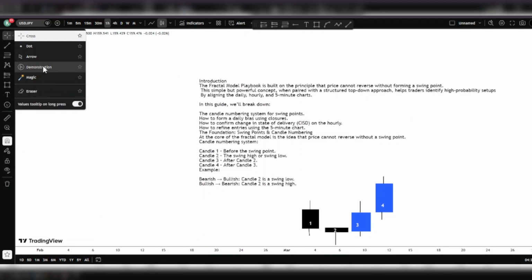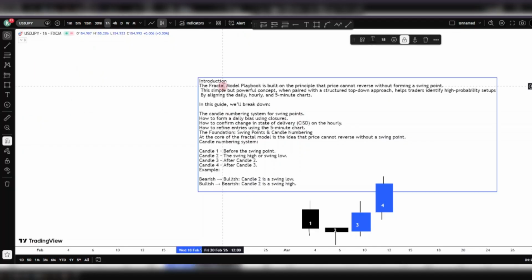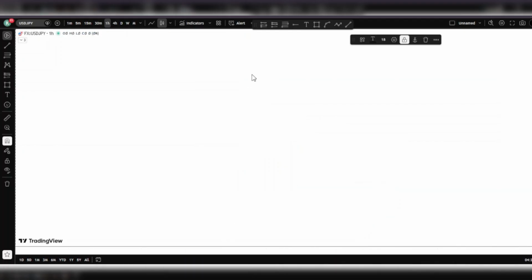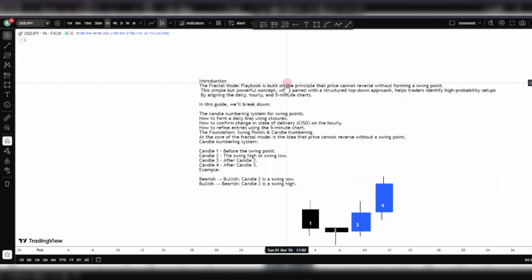So, introduction to this: it is called the fractal model, and it basically entails understanding that price cannot reverse without forming a swing point. We always form a swing point before price can reverse. It is just a simple concept, but very powerful when paired with a structured top-down analysis approach.